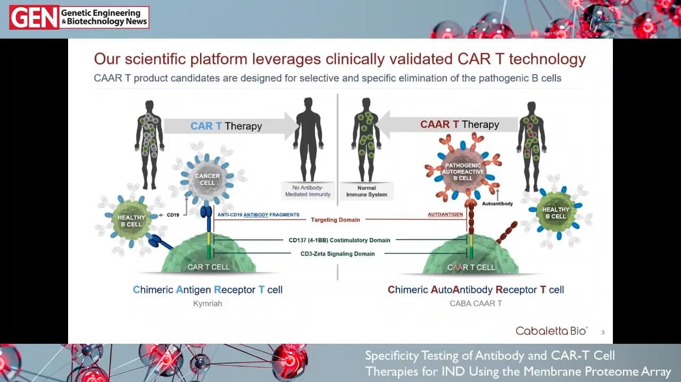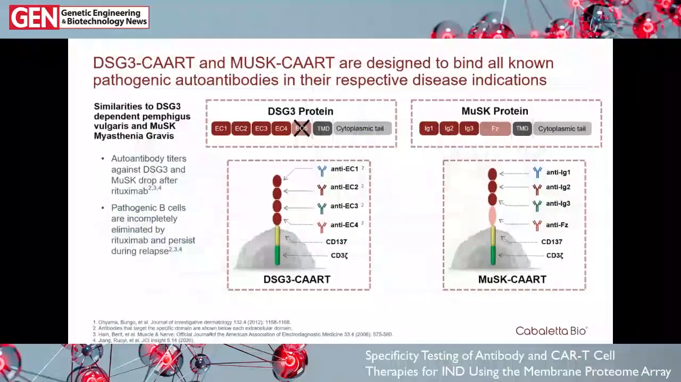So depending on the autoimmune indications, the targeting domains can be swapped with their respective antigens to counter the autoantibodies that are being produced within the patients. Currently, Cabaletta Bio has initiated 2 clinical trials using this CAAR T technology, which is a DSG3 CAAR T therapy for treating patients with pemphigus vulgaris and a MuSK CAAR T therapy for treating patients with MuSK-dependent myasthenia gravis.